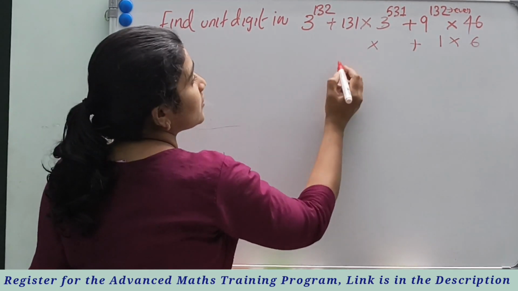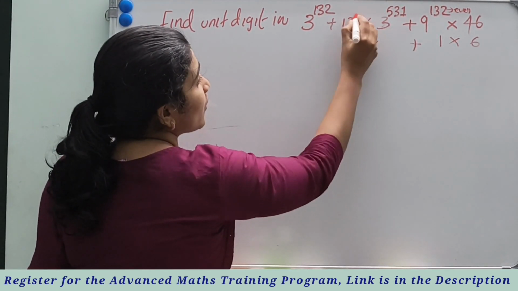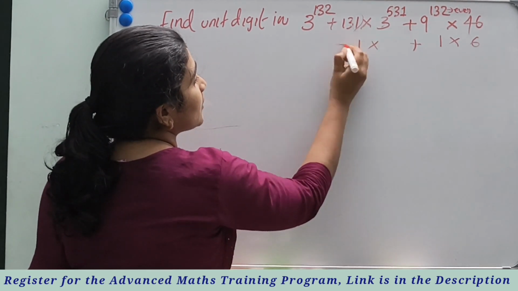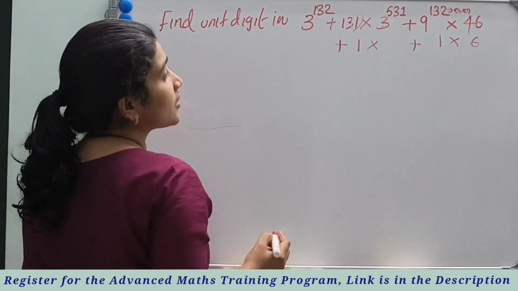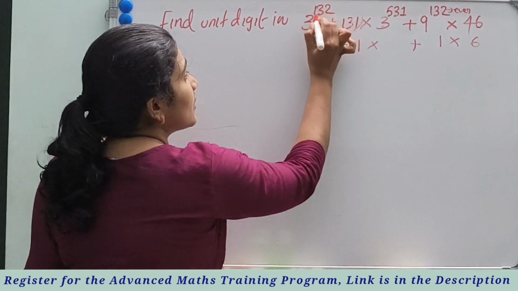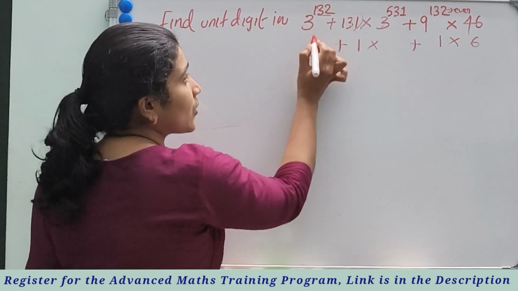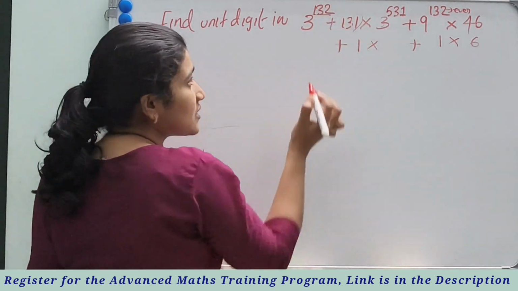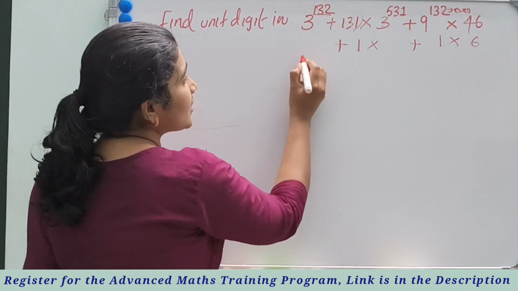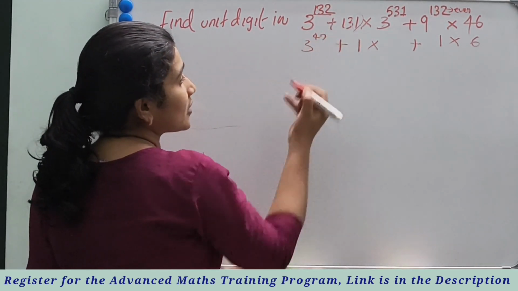We have to find it. Now in 131 you have unit digit 1, plus 3 raised to 132. If you look at this, in 132, 32 is the last 2 digits, which is divisible by 4. So this whole number 132 is divisible by 4. So I can write it as 3 raised to 4n format.